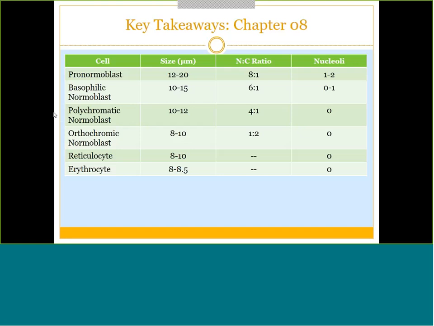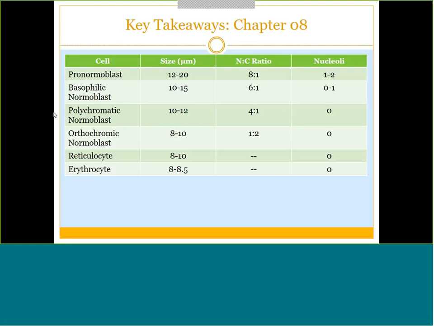Orthochromic, still a light gray kind of cytoplasm. It's getting lighter yet. The nucleus itself is extremely condensed in chromatin, a very dark condensed look. It's what we call a pyknotic nucleus.